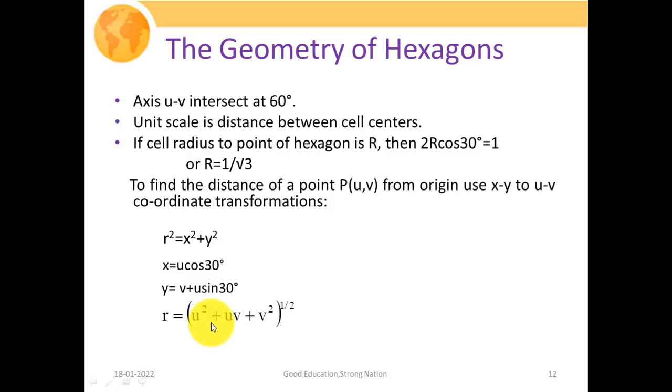Since u square sin square 30 plus u square cos square 30, if we take the common factor u square, you are left with sin square 30 plus cos square 30, which is nothing but equal to 1. So this gives us the relationship r is equal to u square plus uv plus v square to the power 1 by 2, or the square root of this expression. So this is your important relationship.